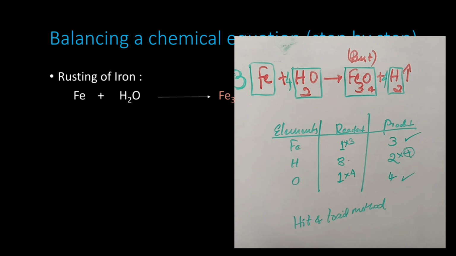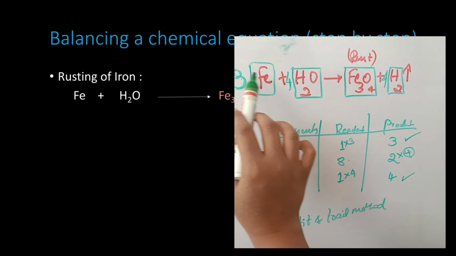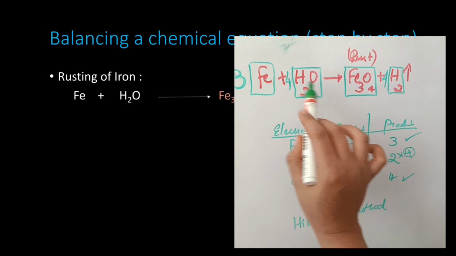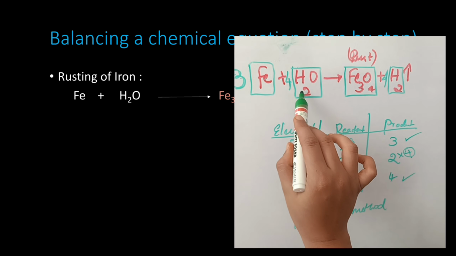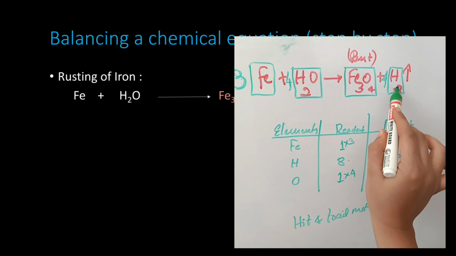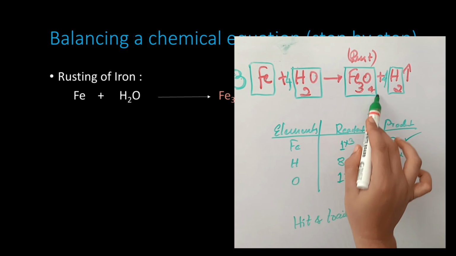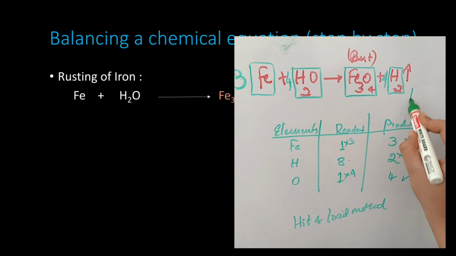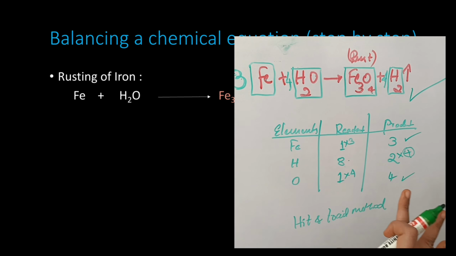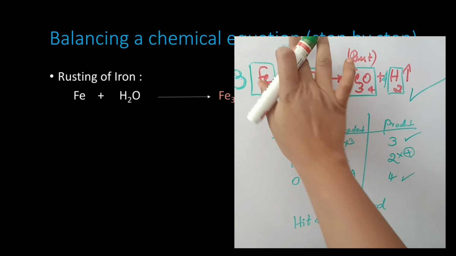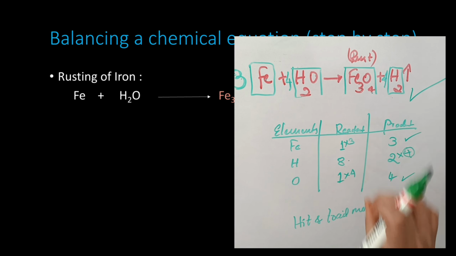Let us check whether it's balanced or not. Now see, 3 iron on the reactant side, you see 3 iron on the product side. 4 2s are 8 hydrogens. Here it is 4 2s are 8 hydrogens. And 4 oxygen, here there is 4 oxygen. Now it is a balanced chemical equation. I hope this example is clear. This is an example of rusting of iron, right? This is the balanced chemical equation.